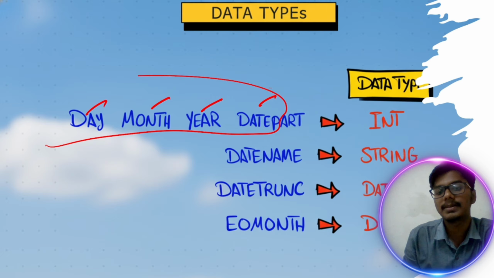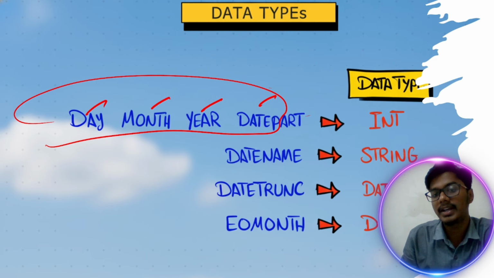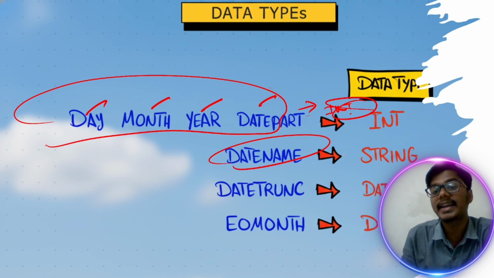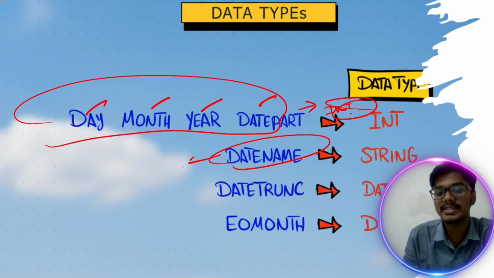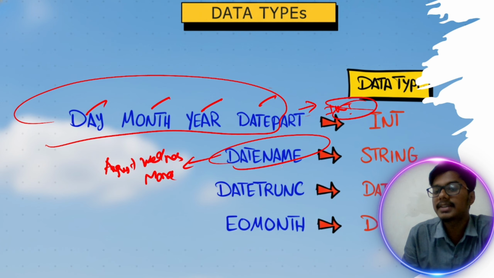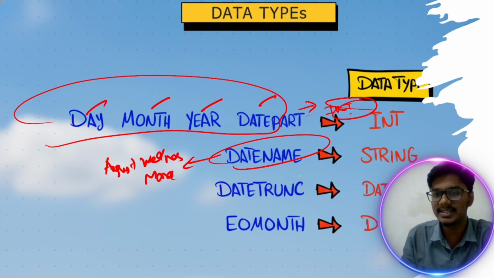Date part is considered as an integer, giving the output as the integer data type. In the DATENAME function, we are getting the output as a string. As the name itself suggests, we are going to extract the name, right? It may be August, it may be Wednesday, Tuesday, Monday, anything. It may be a group of letters. So that's why it's a string.